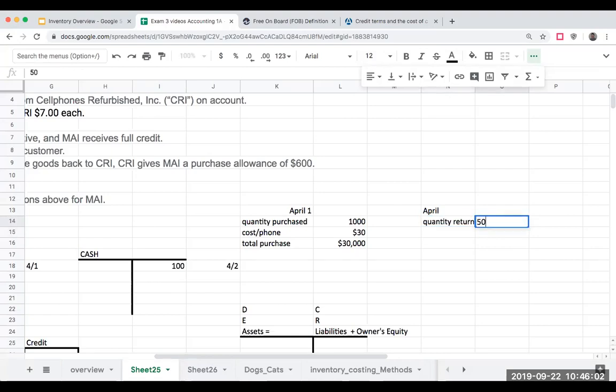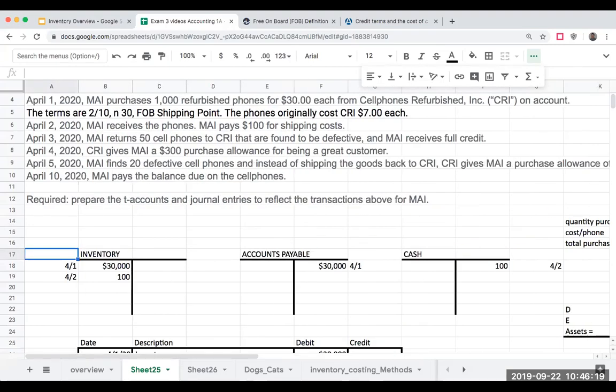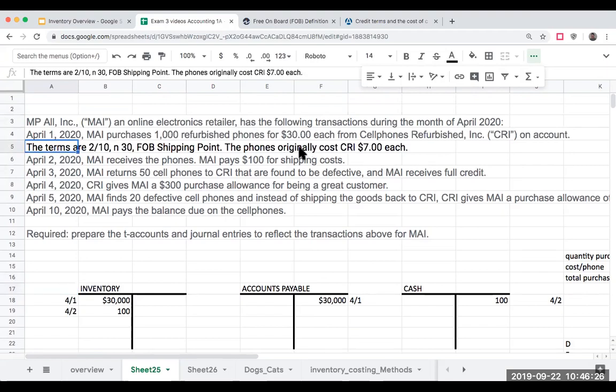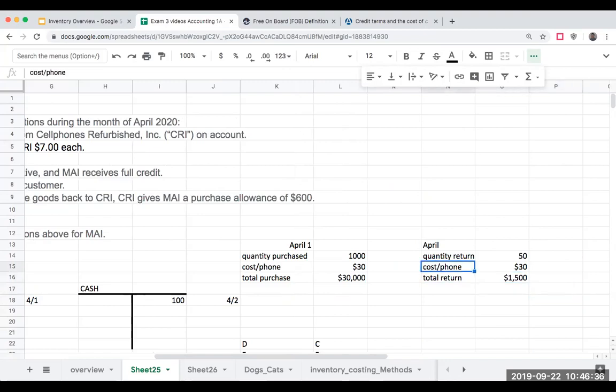So my quantity return is going to be 50. The cost per phone was $30 each. So the amount of my return is going to be $1,500. And note here, I do not need to give you that $1,500 amount if I'm showing you what I paid for the phone. Now note here, this is meant to deceive you because the phones cost CRI $7 each, but they're charging us $30 each. So that's why I'm using this $30 per phone.